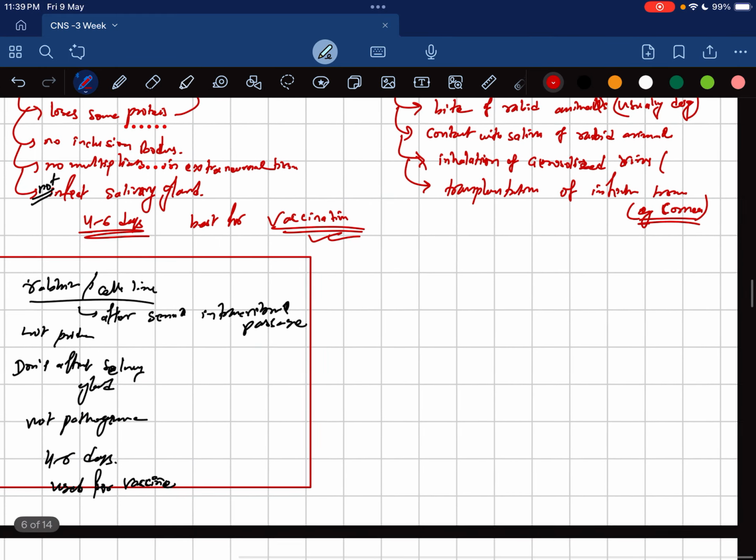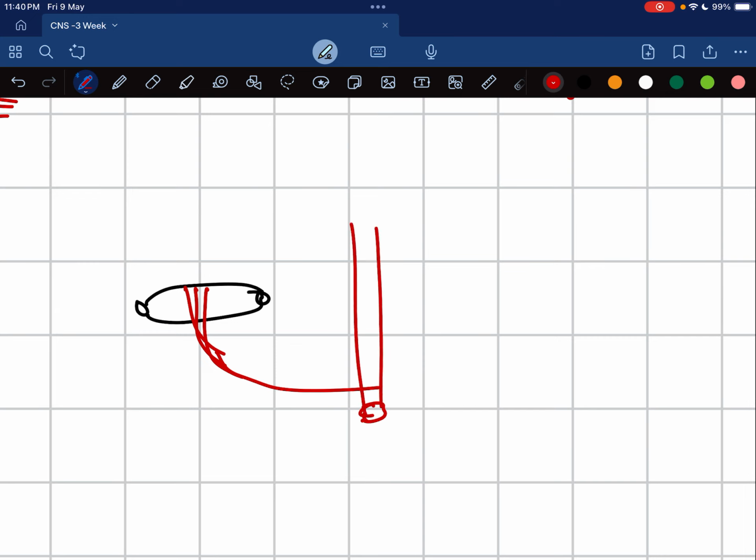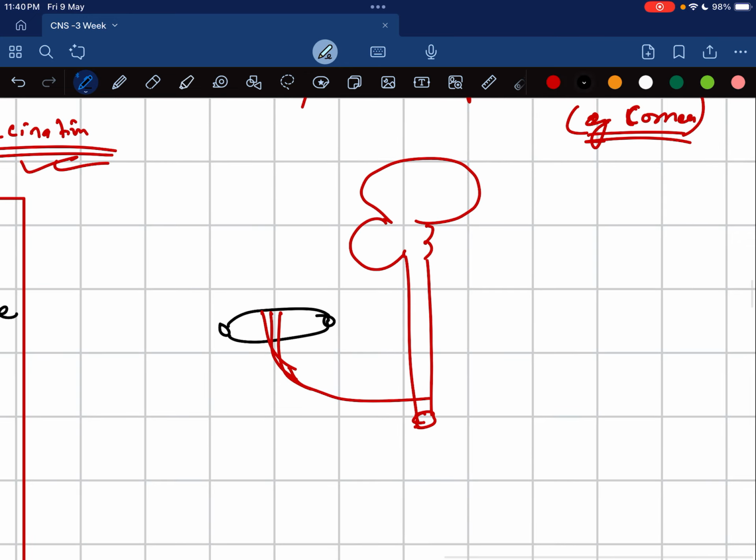Now moving on to the pathogenesis. If the animal is infected, from the bite there is some receptor, like this is a muscle, and in the muscle there are nerve fibers going to the spinal cord, medulla, pons, cerebellum, the CNS, the hippocampus in the brain, and the cerebellum.